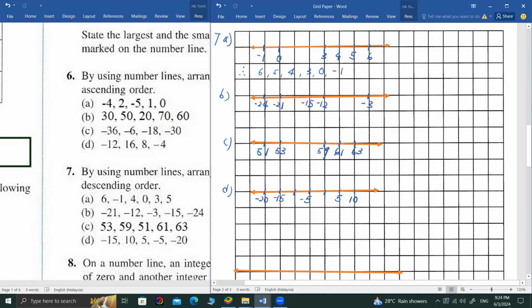The number line will remain the same to draw. From the number line, if you want to copy ascending order, you copy left to right. Then descending, you copy right to left. Got what I mean? 明白我讲什么吗? Number line will remain unchanged. 明白了没有? Just when you copy, the way you copy is different only.